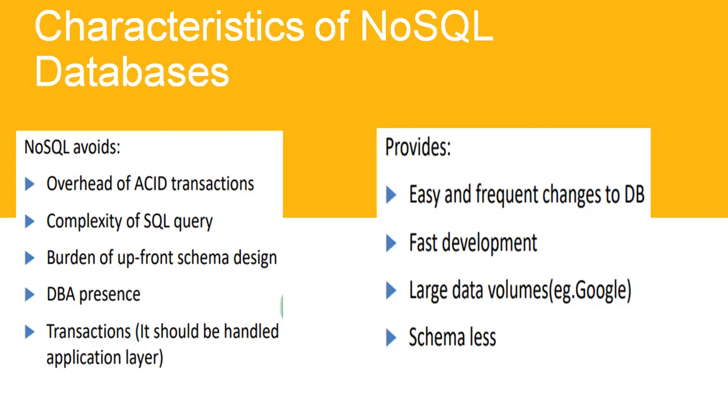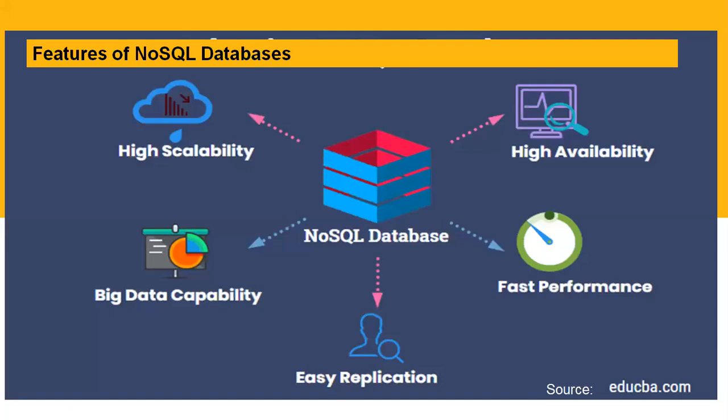DBA should not be present all the time. Transaction should be handled at the application layer. It also provides easy and frequent changes to database, fast development, large data volumes like Google. It is also schemaless. So these are the features of NoSQL databases. It provides high scalability. Scalability we will discuss in detail.